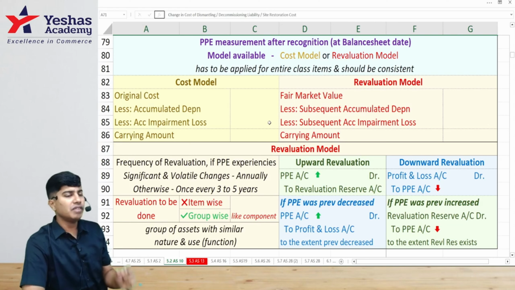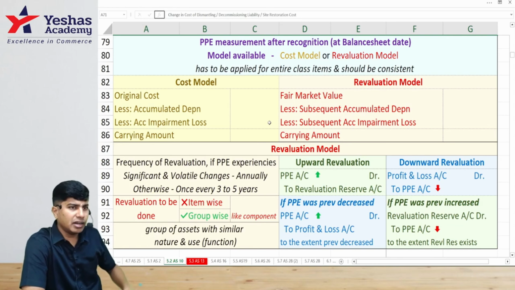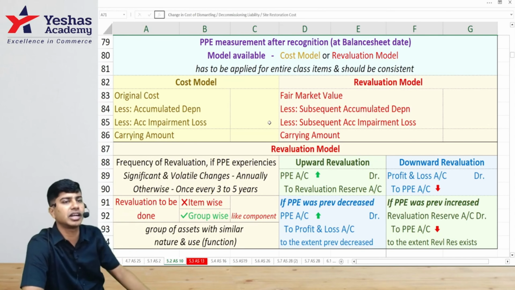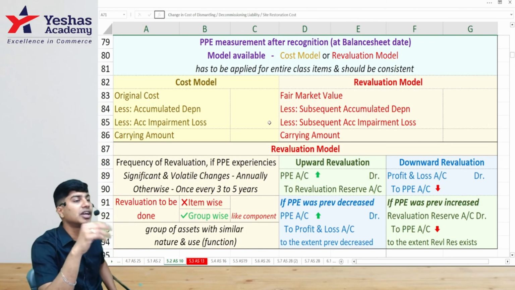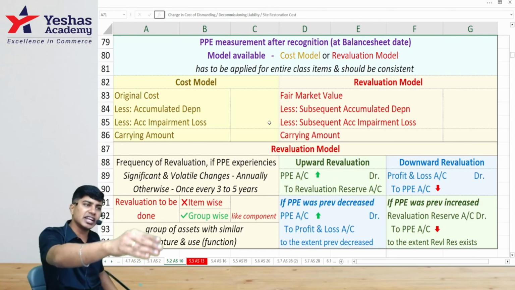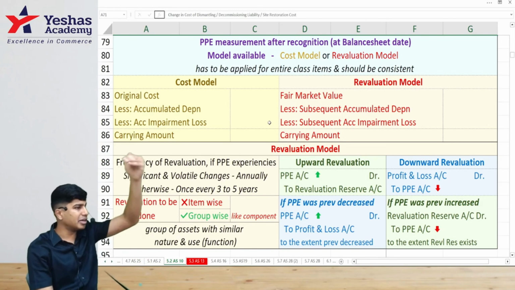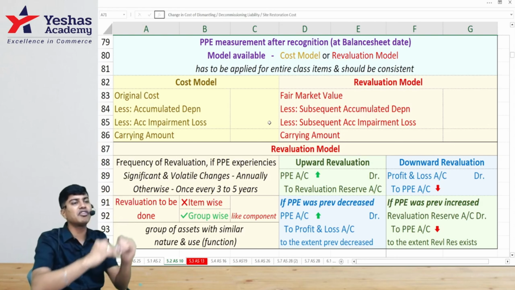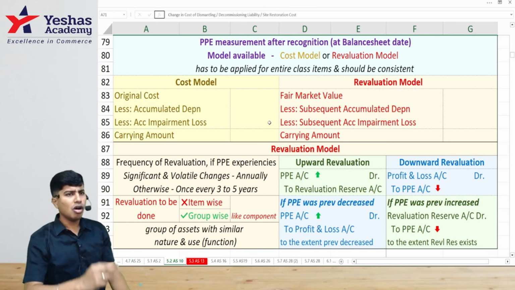What we do is we will check what, according to us, is the right value for the asset. Irrespective of original cost minus accumulated depreciation, we want to show the asset at that value. For example, the asset's original cost is 1 lakh. Accumulated depreciation is 10. Carrying amount becomes 90. I feel the asset's right value is 75. So 90 is not the right value. 1 lakh minus 10 is 90, but I want to show it at 75. I will undervalue the asset by 15,000. I will do downward revaluation of the asset.